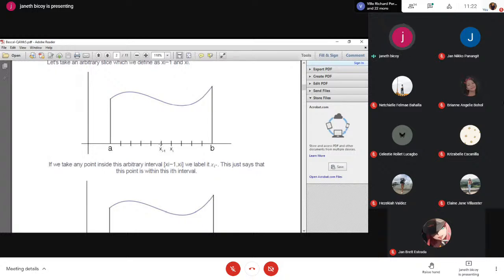We'll just write this one, x sub i minus 1. This is your x sub i. So x sub i minus 1 is the number before x sub i. Okay, so this is a part of the big interval a, b.